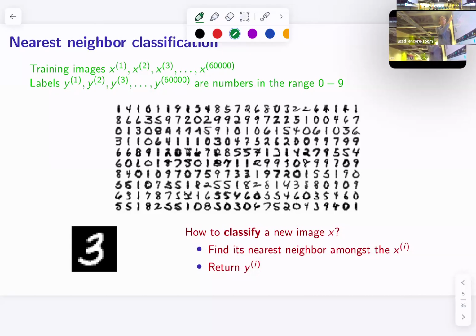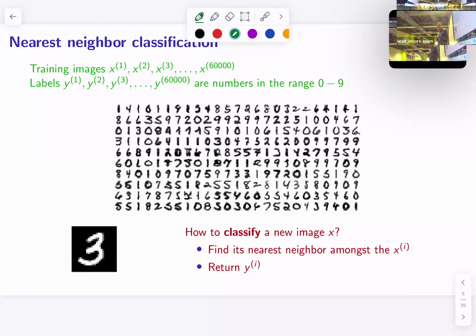And you say, you know what? It looks closest to this one. And then you ask, what was the label of that one again? Oh, it's a 3. So we'll put 3. That's the idea of nearest neighbor classification. It's very simple. There's no real learning going on. You're just memorizing everything. You just have a big table with all your 60,000 pictures and their labels, and you just find the closest one. And whatever its label was, you output that.